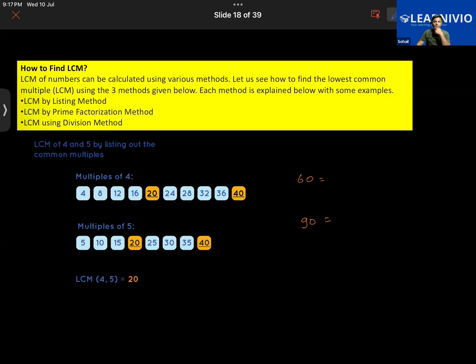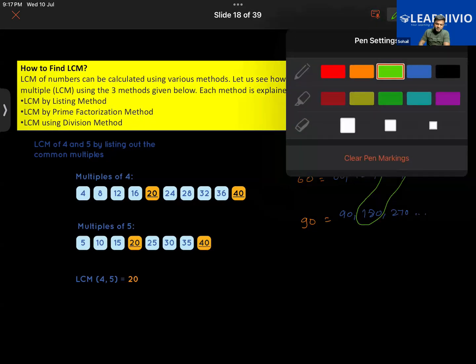Sir, I found it. What is the answer? 180, the LCM. 180. Very good. So it would be the same basically. 60 1s are 60, 60 2s are 120, 60 3s are 180, 60 4s are 240. Like this, we can continue up to infinity. 90 1s are 90, 180, 270, like this. So now we have found that 180 is the lowest common multiple.